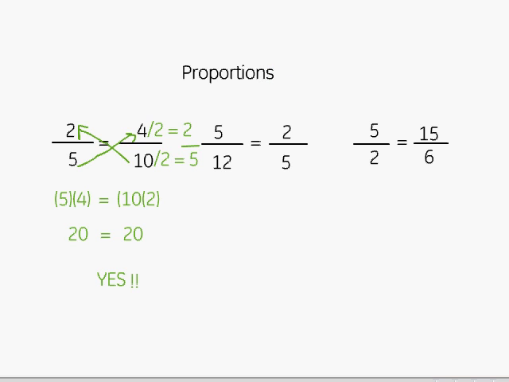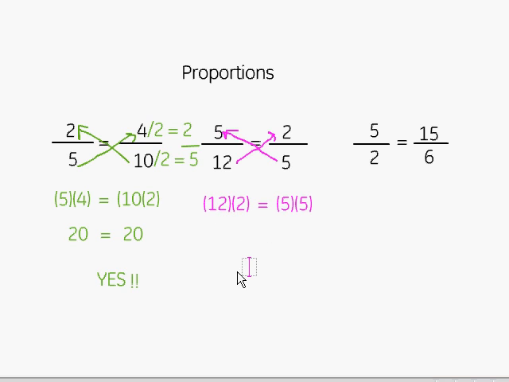Let's look at the next one here. We wanted to decide if 5/12 is actually equal to 2/5. Is this a proportion or not? So again, I would do my cross product. So then I have 12 times 2 set equal to 5 times 5.